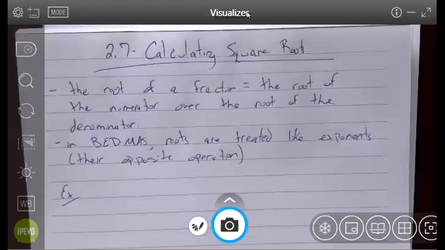Hey guys, today we're going to be covering lessons 2.7 and 2.8. Both of them are short, easy lessons having to do with square roots. Okay, so lesson 2.7 is about calculating square roots.